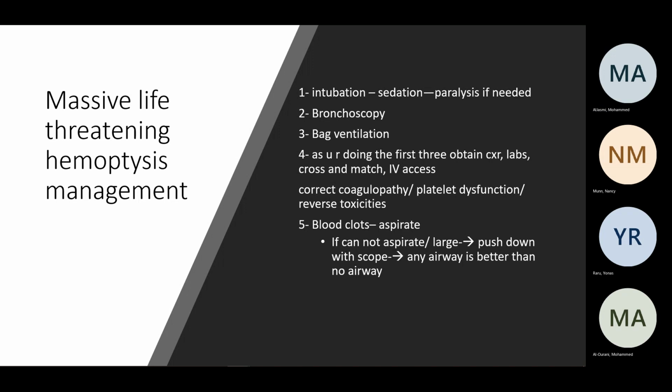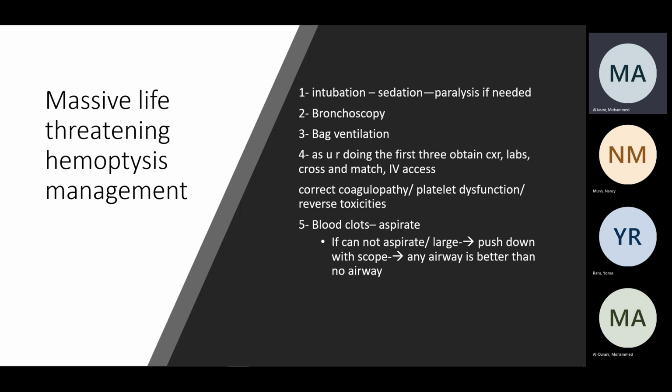What do you do? Aspirate. Most of the time, you will not be able to take it out because it's going to be bigger than your ET tube. So what would you do? Push. Exactly. Push it down. It doesn't matter. Get a lobe that can ventilate. Push the clot down. If you cannot take it out, push it down.